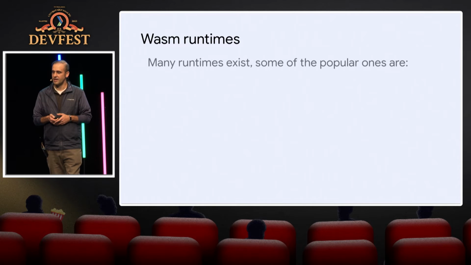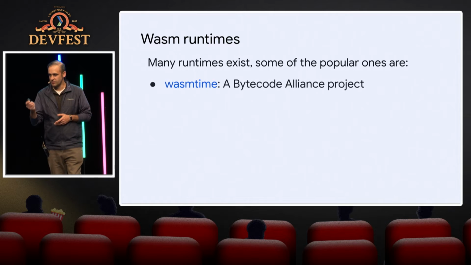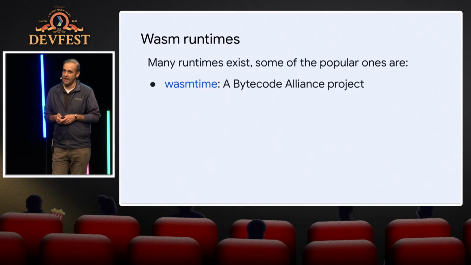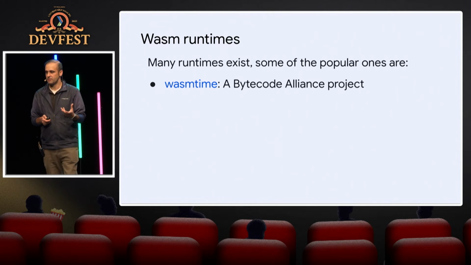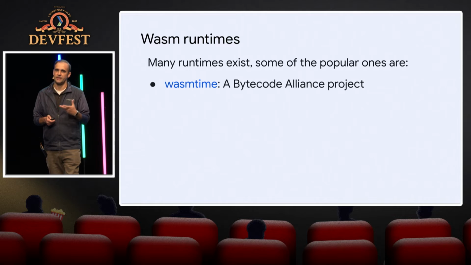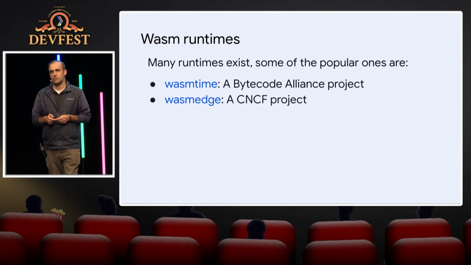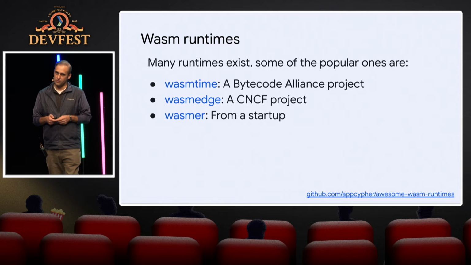And these runtimes, there's a lot of them. So there's Wasmtime from the Bytecode Alliance project, which is the body that's behind the WASI spec. There's WasmEdge from the Cloud Native Foundation. There's Wasmer from a startup. So these are the main three that I see most people use. But there's actually a list of them.